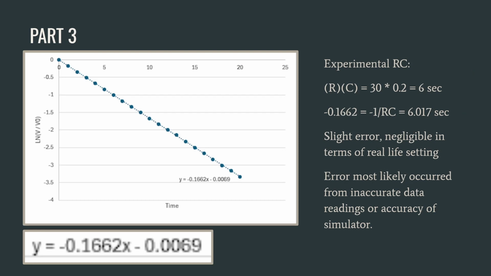We can relate the slope of the line to the negative inverse of RC, which is the resistance times the capacitance. Based on that, it should be around 6 seconds. From the values gathered, we got 6.017 seconds, which is essentially the same and the difference is negligible. Errors could have been from human error when doing the readings per second.